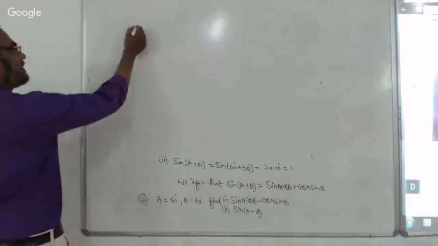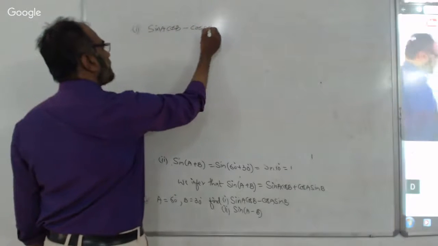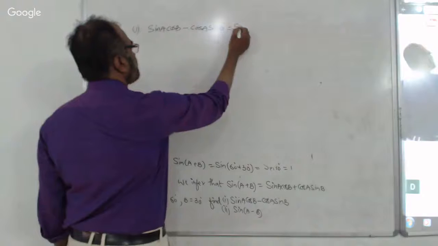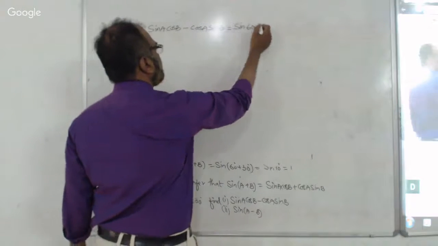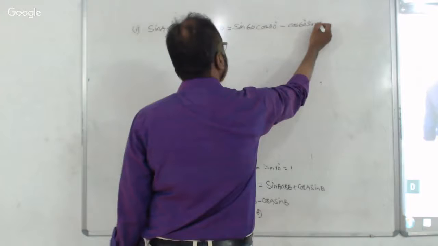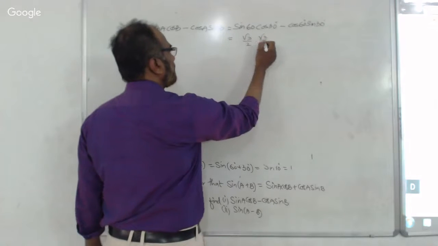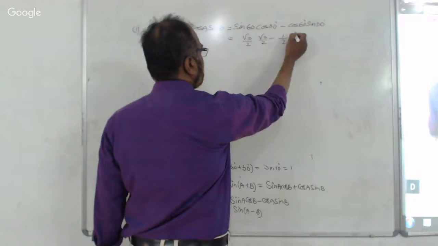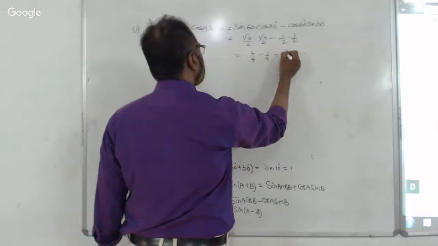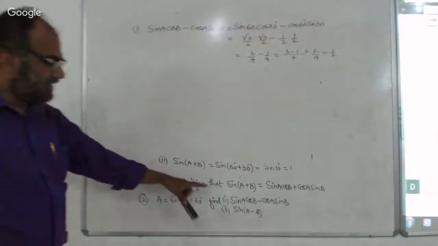Let's find out. The first bit is sine A cos B minus cos A sine B. A and B are the same. A is 60, B is 30. So sine 60 cos 30 minus cos 60 sine 30. Sine 60 is root 3 by 2 into cos 30, root 3 by 2, minus cos 60, 1 by 2, into sine 30, again 1 by 2. This is 3 by 4 minus 1 by 4, which is 2 by 4. That comes to 1 by 2. So that's the value of sine A cos B minus cos A sine B.